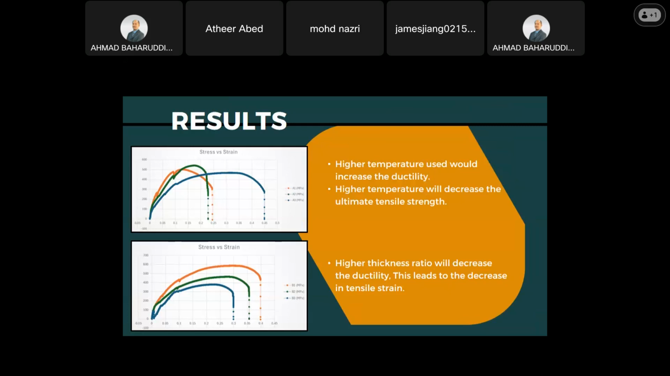These are thickness ratios. So higher thickness ratio will decrease the ductility, which will lead to a decrease in tensile strength. B1 is the lowest thickness ratio, B2 moderate, and B3 the highest thickness ratio. As I said, the highest thickness ratio will decrease the ductility. As you can see here, B3, the specimen will neck and break at around 0.3 right here. B2 will break around 0.35, and B1, the lowest thickness ratio, breaks pretty far away at 0.4.